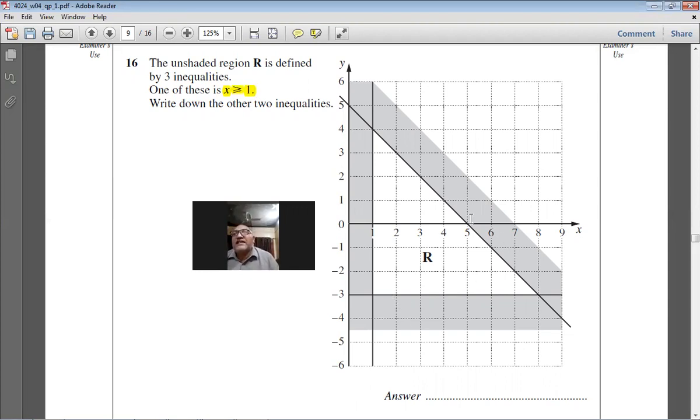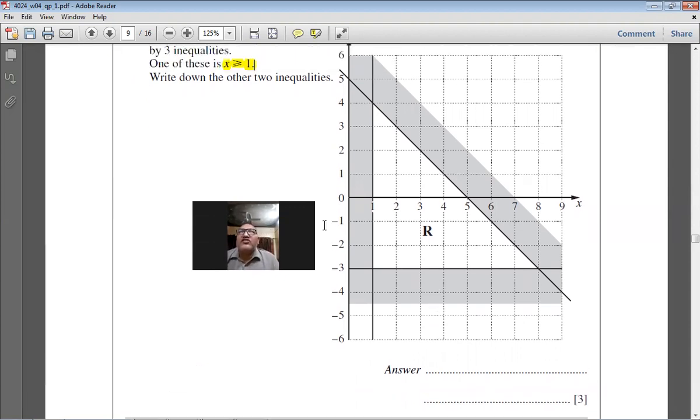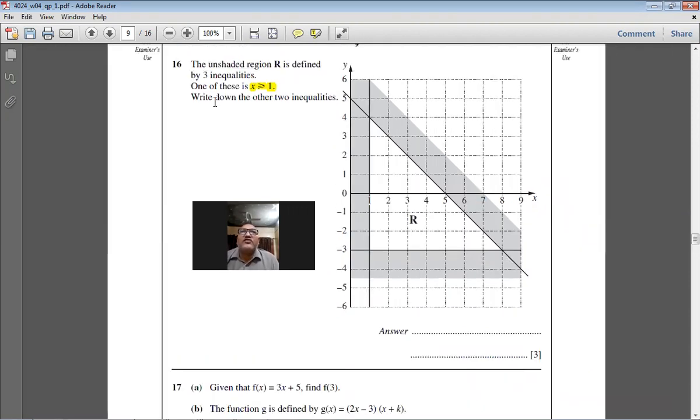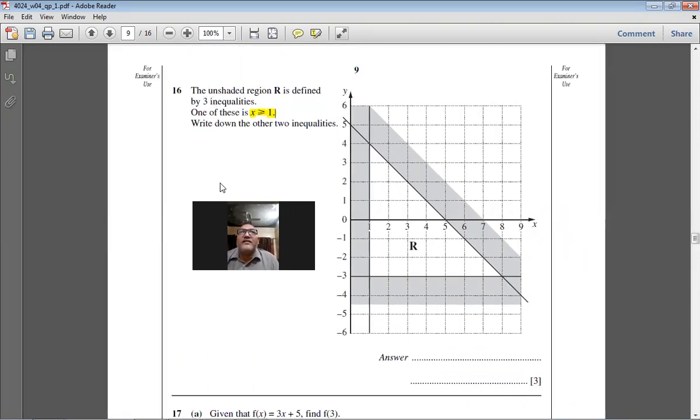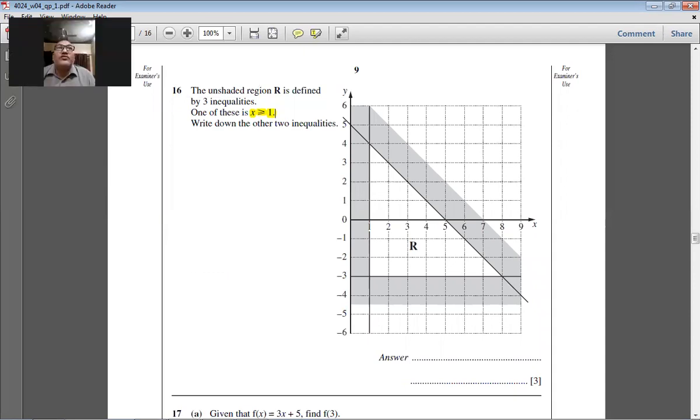For the other two lines I will write the inequalities, but I need to find the equation for this line. So I will take 2 points on this line, for example (1, 4) and (5, 0), and I will use coordinate geometry to find the equation of this line, and then set the inequality. It's a 3-mark question, so let me reduce the size so you can see the whole thing and show you my work.